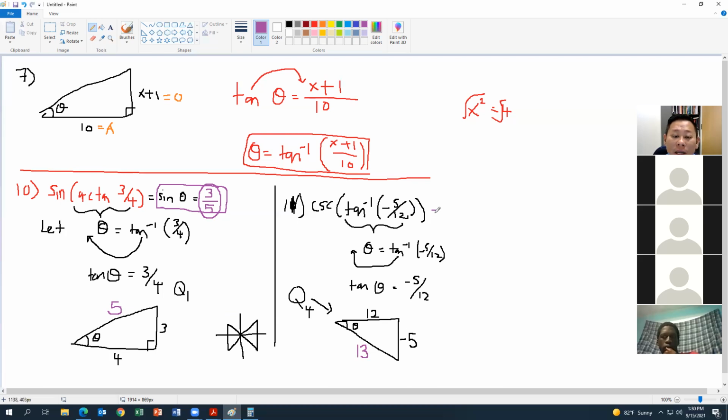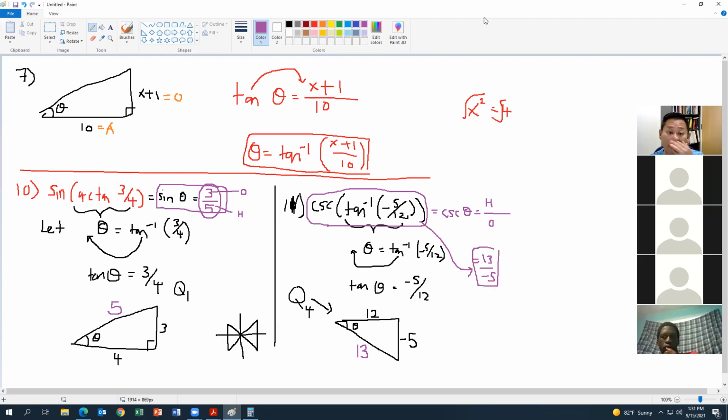So now what we have in this case is cosecant theta. Now, can someone tell me what is sine theta that we did last time? Sine theta is opposite over hypotenuse, right? So what will cosecant be? Flip it. So it's hypotenuse over opposite. And in this case your hypotenuse is 13 and your opposite is negative 5. So the cosecant of the arctangent of negative 5/12 is 13 over negative 5. This is your answer.